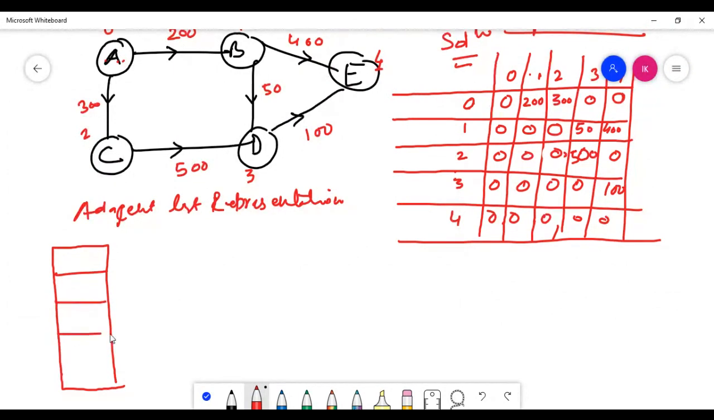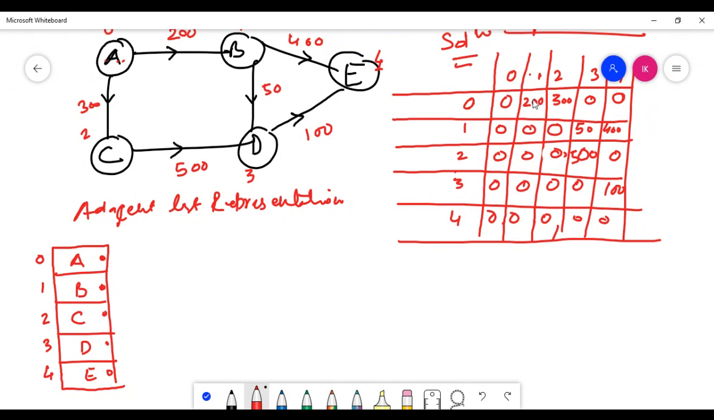A, B, C, D, E. A is 0, B is 1, C is 2, D is 3, and E is 4. Okay, and you can make like this, one dot.